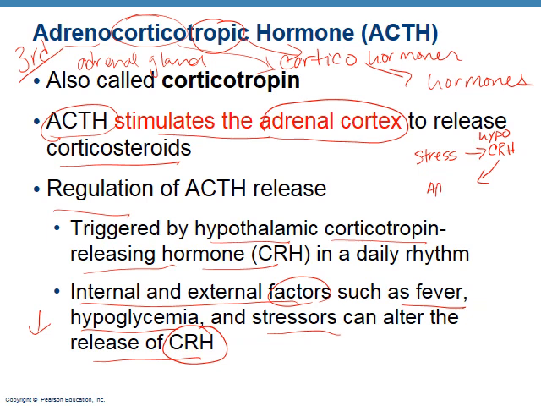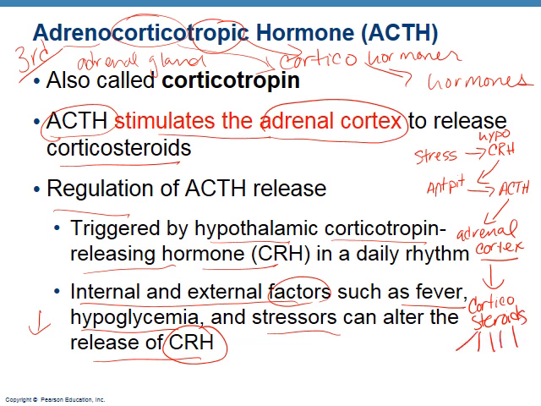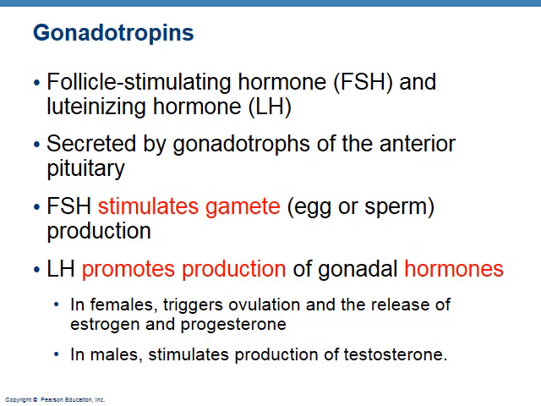CRH is going to go to the anterior pituitary, and it's going to cause the anterior pituitary to release ACTH. This is going to go to the adrenal cortex, specifically cortex, and it's going to help release those corticosteroids. And we're going to talk about several of these that are released. So it's really stress, which can also trigger CRH, but then also CRH is just released in a daily rhythm. So there's really two factors here. It's just CRH or it's stress-induced release of CRH. On to the next one.